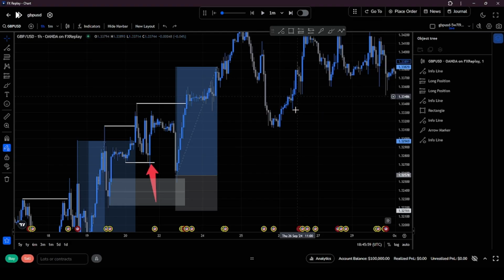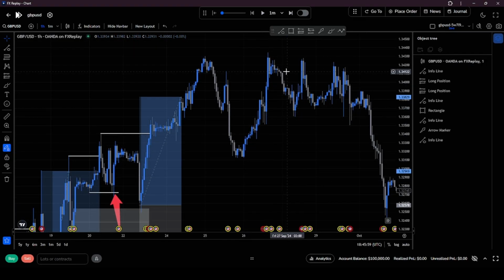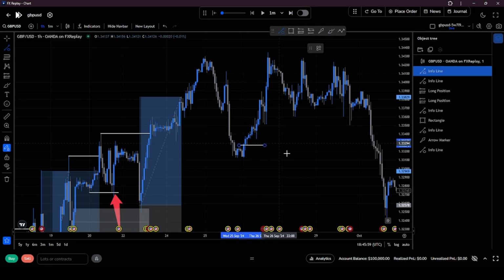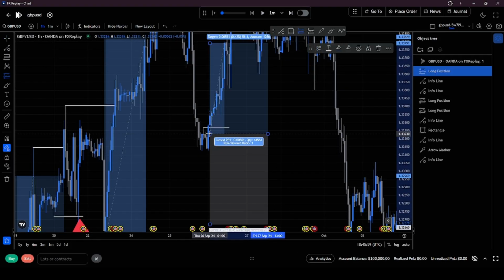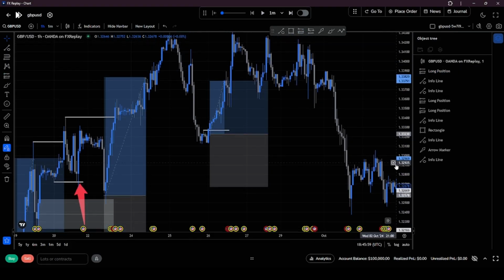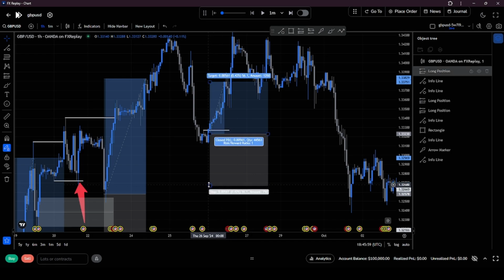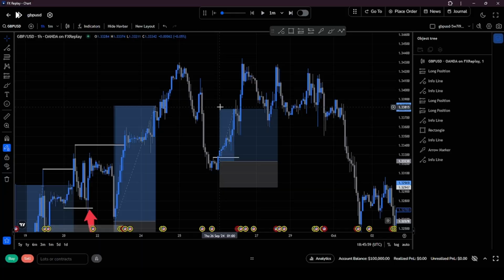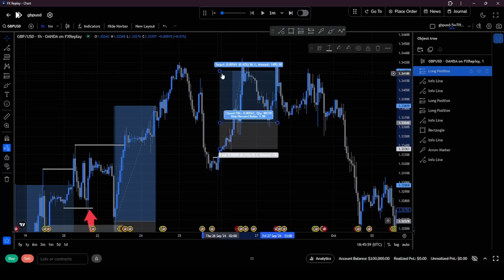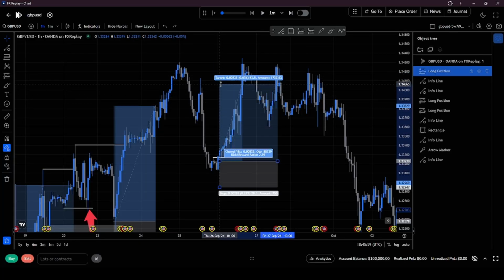Since price gave a lower time frame change of character here, the trade idea would have been on this order block. My stop loss a little bit below and my take profit at 1:3 risk reward, and then I'll tie this.